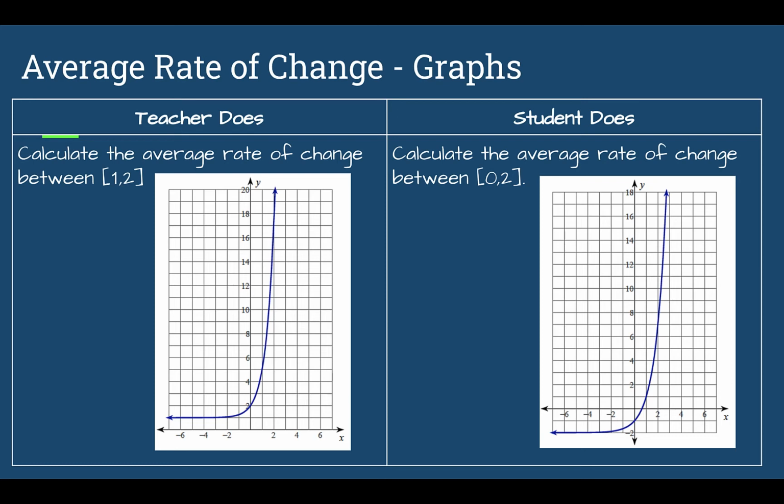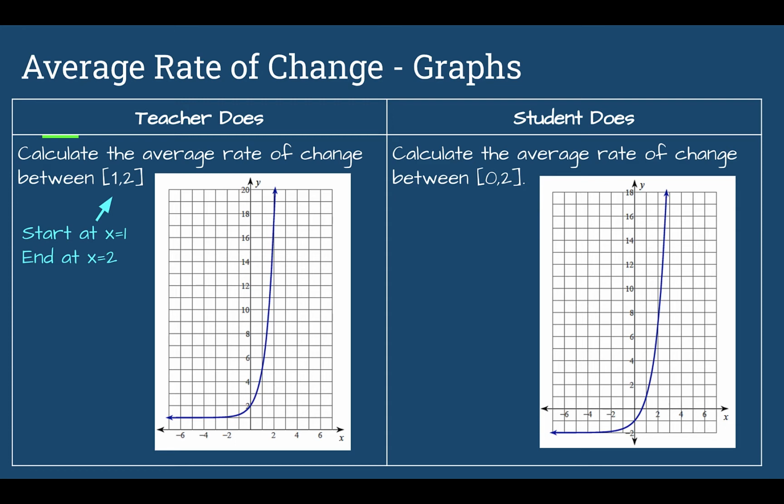So first one, calculate the average rate of change between bracket 1, 2 bracket. Those brackets indicate what's called interval notation. All it means is that it tells you where to start and where to end. So here, that indicates that we would start at x equals 1 and end at x equals 2. So for average rate of change, I'm figuring out the slope starting at x equals 1 and ending at x equals 2.